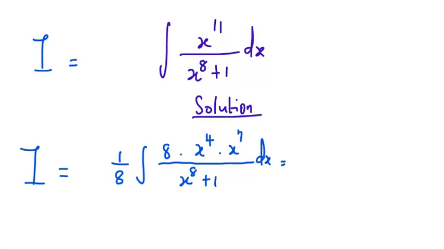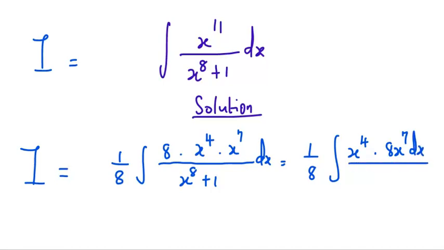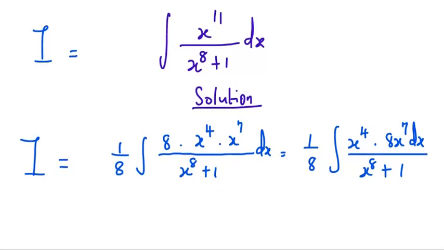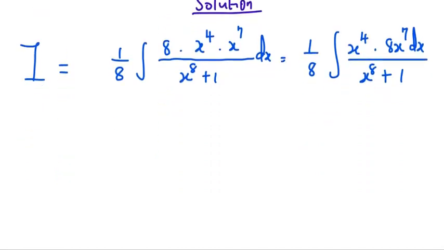Then we do the following. This is going to be 1 over 8 the integral, so this is going to be x raised to the power of 4, then multiplied by 8x to the power of 7. Attach the dx right over here. And then divide by x raised to the power of 8 plus 1. Okay, so what are we going to do next?